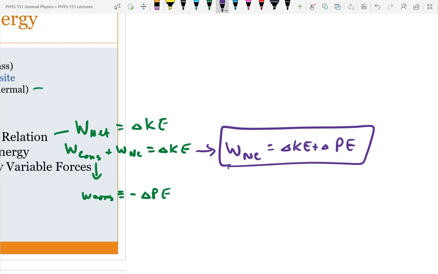Work and energy, those are not vectors, they're scalars. So if you can solve a problem either with Newton's second law or work energy, it's usually easier to do it with work energy methods.